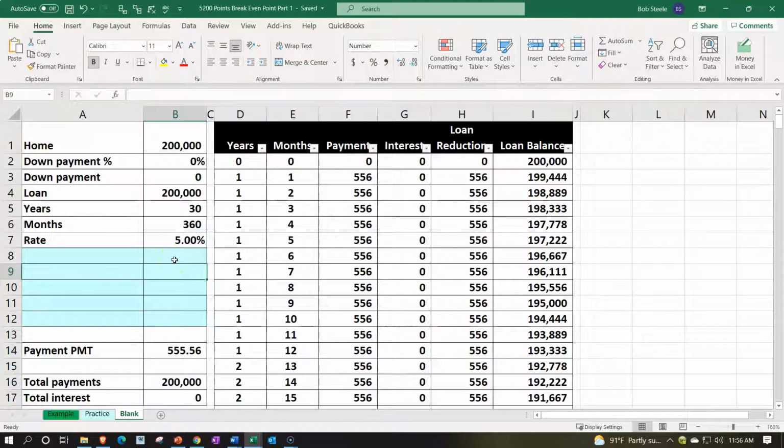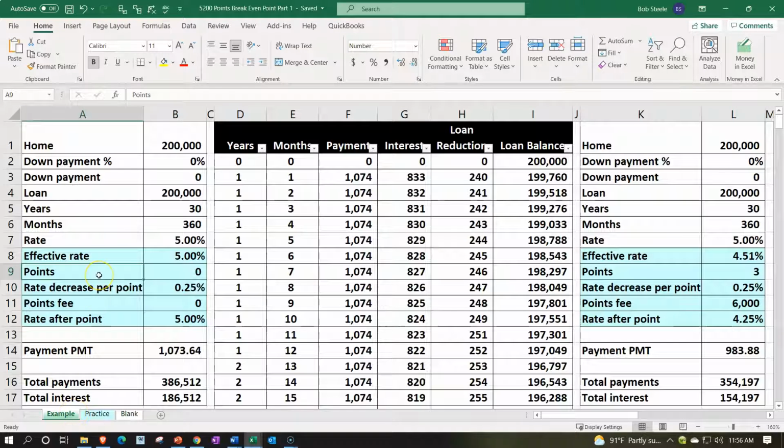If you have access to the Excel worksheet and would like to follow along, note that we have 3 tabs down below: example, practice, and blank. Let's take a look at them now, starting off with the example tab. We're focusing in on the points again.